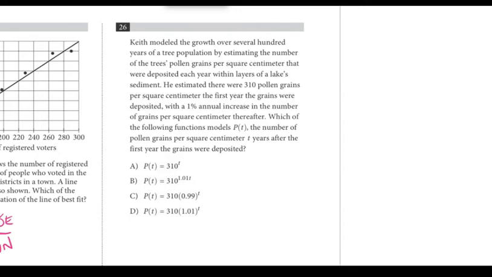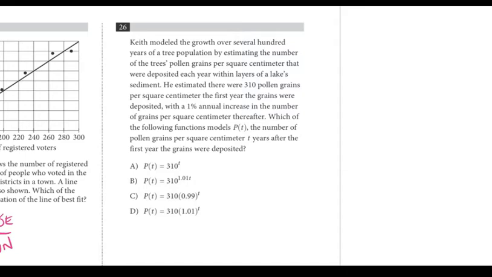Let's go to number 26. Number 26. Keith modeled the growth over several hundred years of a tree population by estimating the number of the tree's pollen grains per square centimeter that were deposited each year within layers of a lake sediment. He estimated there were 310 pollen grains per square centimeter the first year the grains were deposited, with a 1% annual increase in the number of grains per square centimeter thereafter. Which of the following functions models P of T, the number of pollen grains per square centimeter T years after the first year the grains were deposited?